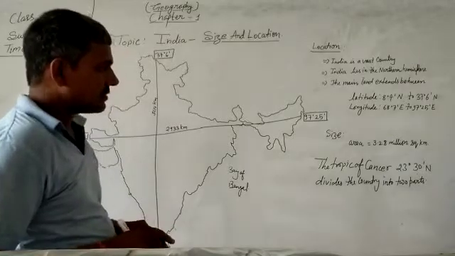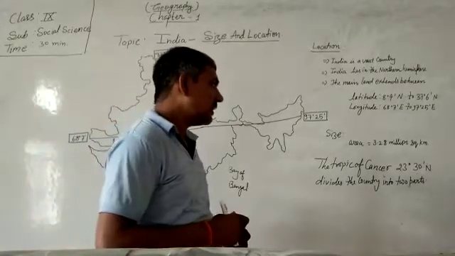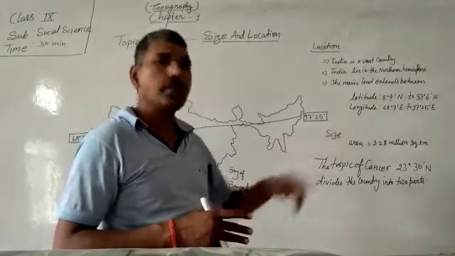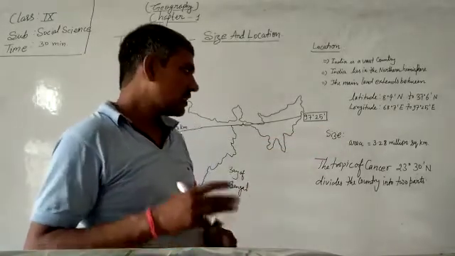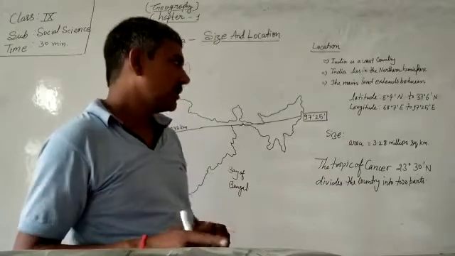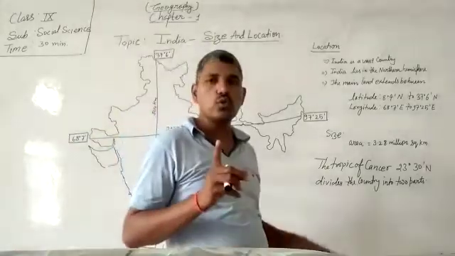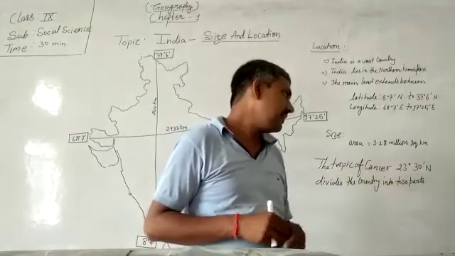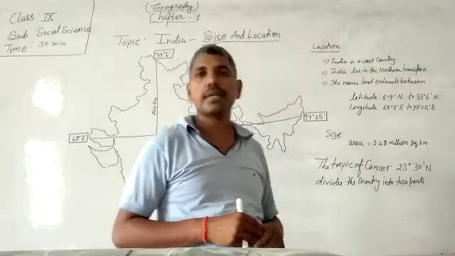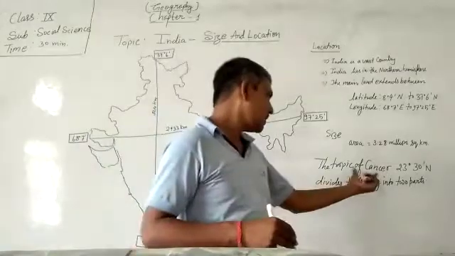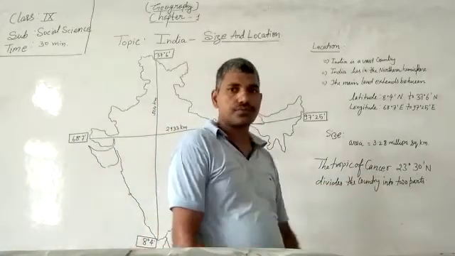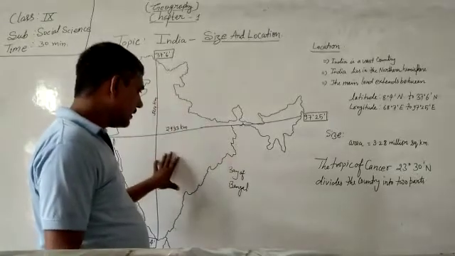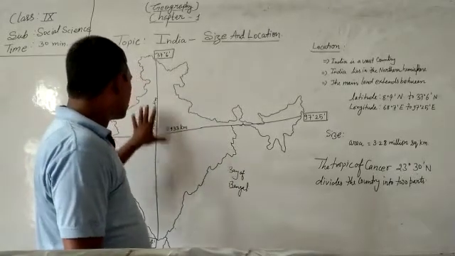Now we see here that the area of the mainland is 3.28 million square kilometers. The Tropic of Cancer is one line which divides the country into two equal parts, and it is on 23 degree 30 minute northern. This should also be noted by you. I hope you have got it clearly through this map.